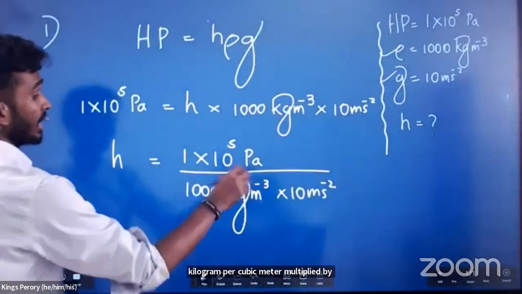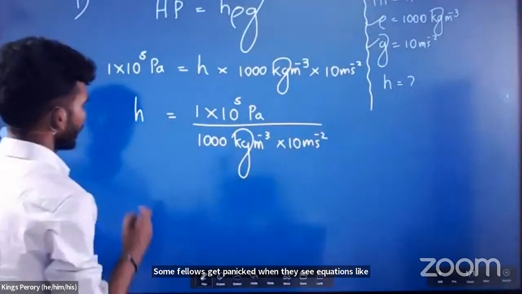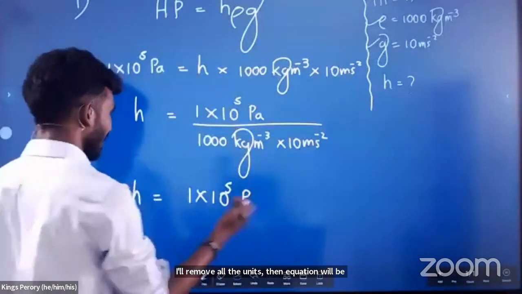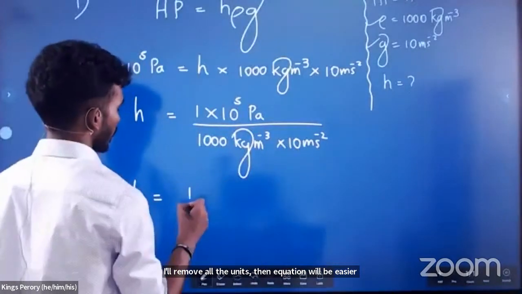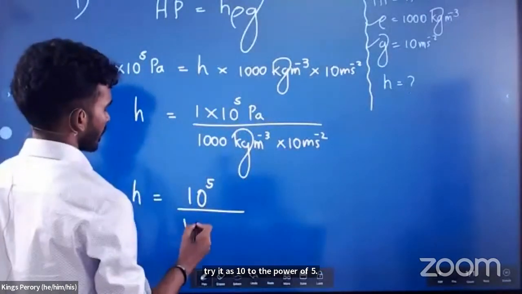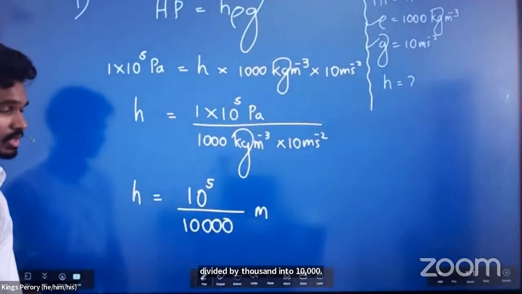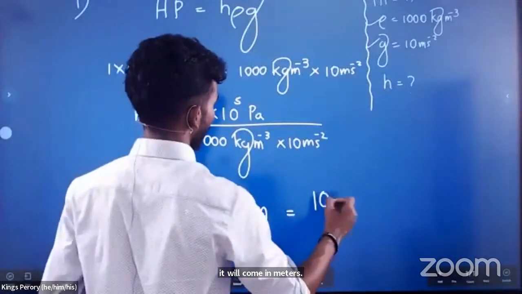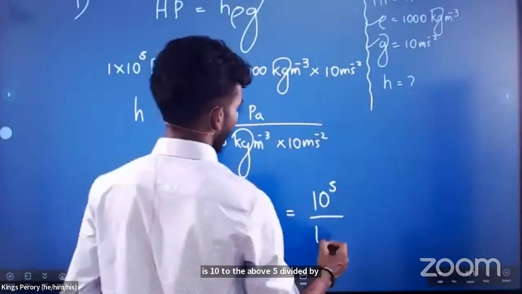Now, some fellows get panicked when they see equations like this. Do it slowly. I'll remove all the units, then the equation will be easier. I can write 10 to the power 5 divided by 1000 into 10, which is 10,000. H will come in meters. I'll take this one step further. This 10 to the power 5 divided by 10,000 is 10 to the power 4.